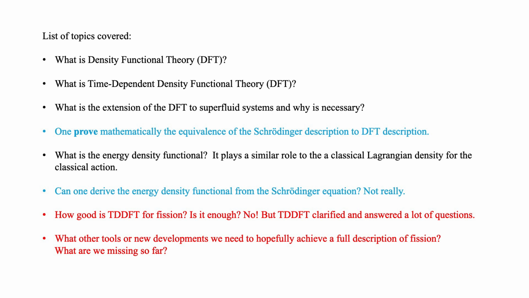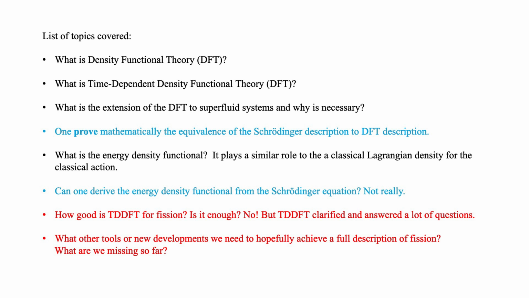Now, density functional theory depends on an essential element which is called the energy density functional. And this is similar to what you have in classical mechanics, the Lagrangian density, to construct the classical action. You have an integral over time of that and so on. Now, can you derive the energy density functional from the Schrödinger equation? Not really. Now, you have to ask questions which are absolutely crucial. How good is time-dependent DFT, density functional theory, for fission? Is it good enough? No. And I'll tell you why not. But it clarified a lot of questions.